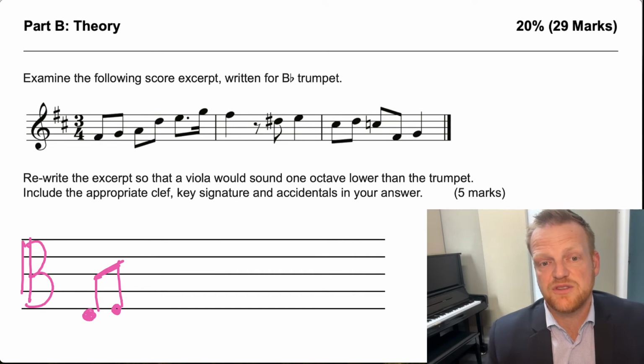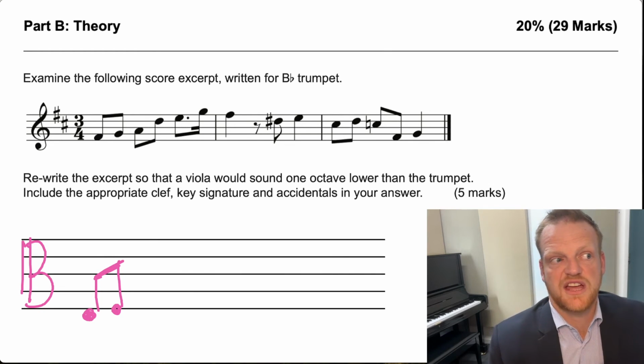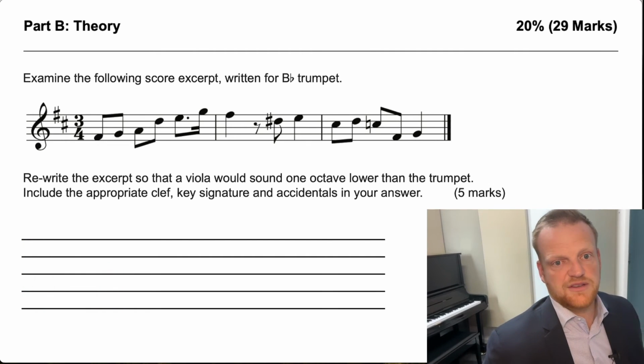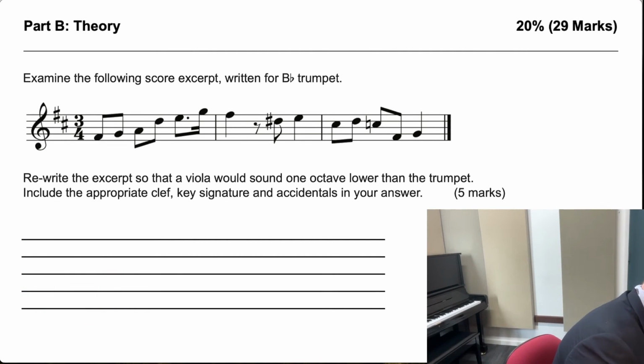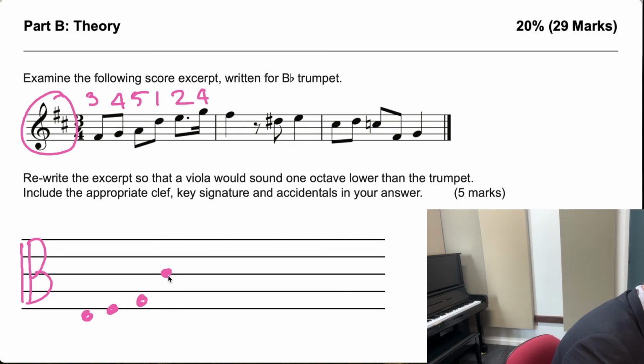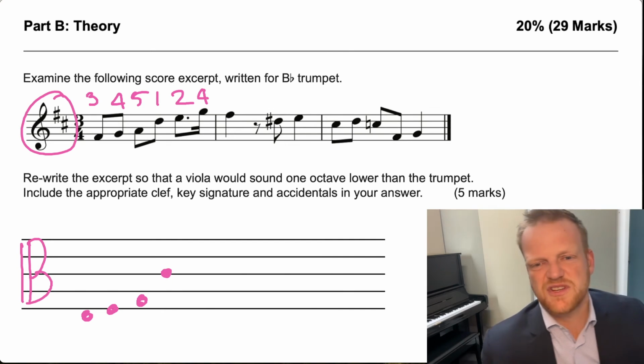Now, another way that you could do this is to do analysis using scale degrees, which is sometimes quicker depending on how you go about things. So I'm just going to say this is in the key of D major. So we've got third, fourth, fifth, first, second, fourth. I could probably just go third, fourth, fifth. What key are we in? D major, so we're in C major here. So we're going to write a C. So you get the idea.